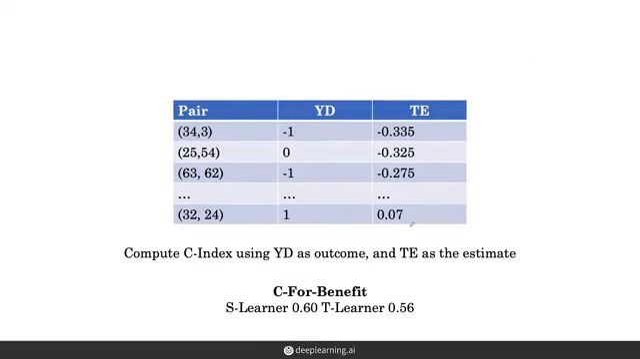Now that we have the data in this form, we can compute the C-index with the second column, YD, as our outcome, and the third column, TE, as our estimate, and plug that into the C-index function like you computed in course 2. After this computation, we might get a C for benefit of 0.6 for the S-learner and 0.56 for the T-learner, allowing us to compare the performance of these two methods.